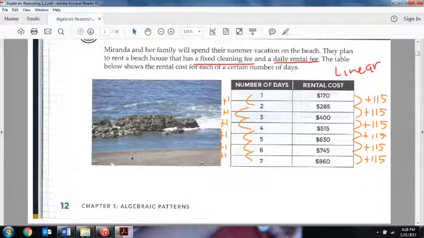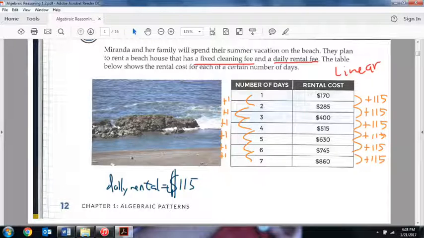Well, the daily rental fee is something that happens every day, right? So what is charged every day? You're charged $115. Whether you stay 1 day, it's $115. 2 days, it's $115. 3 days, that's $115. So the daily rental equals $115.